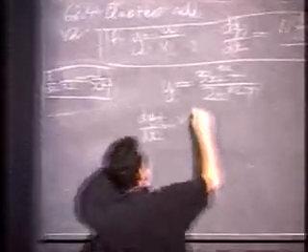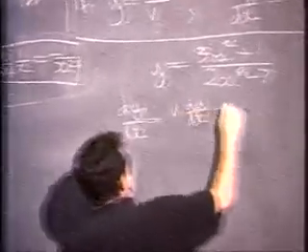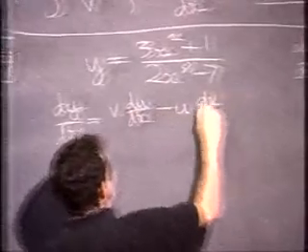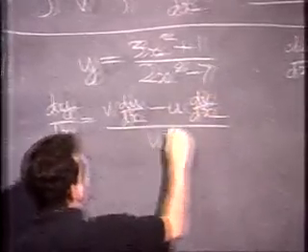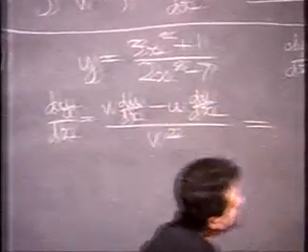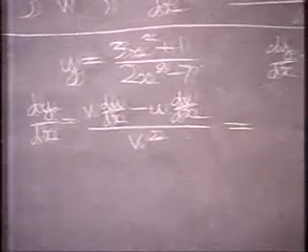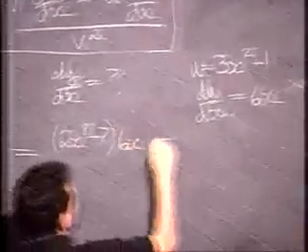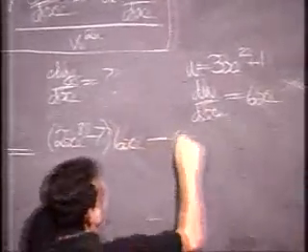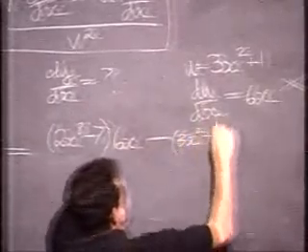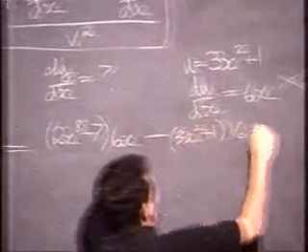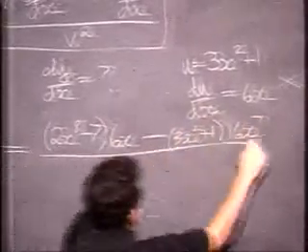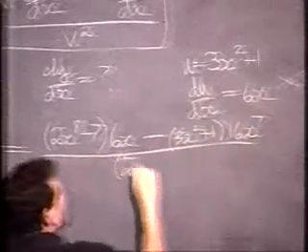So dy dx is v du dx minus u dv dx over v squared. So it's a cross multiplication again, but you've got to make sure you get the order right this time. It's 2x to the 8 minus 7. V du dx is 6x minus u times dv dx. And don't forget to divide by v squared.